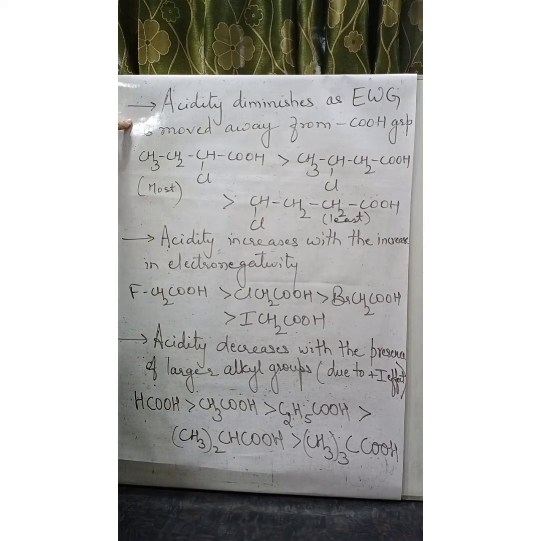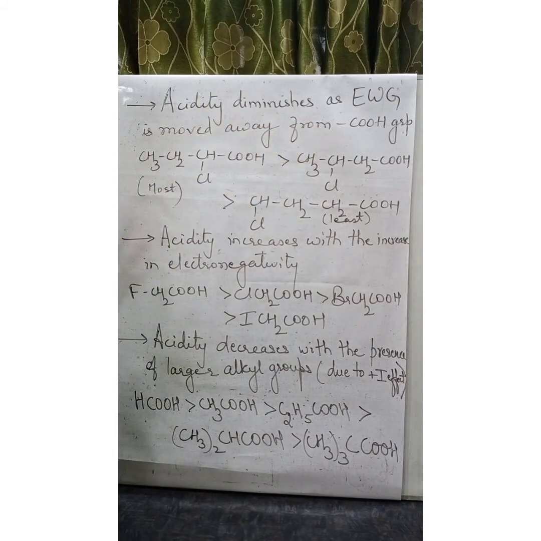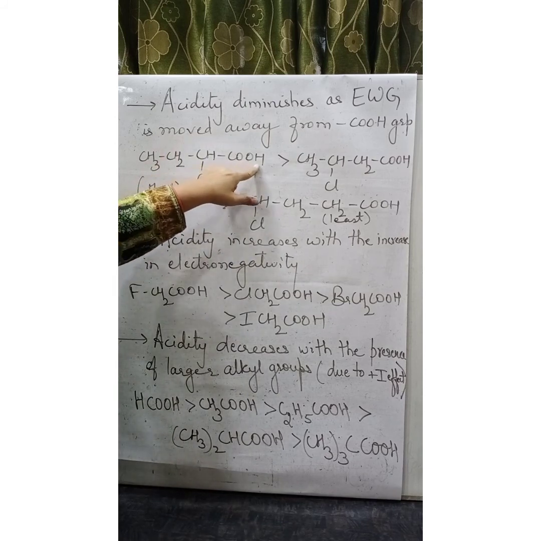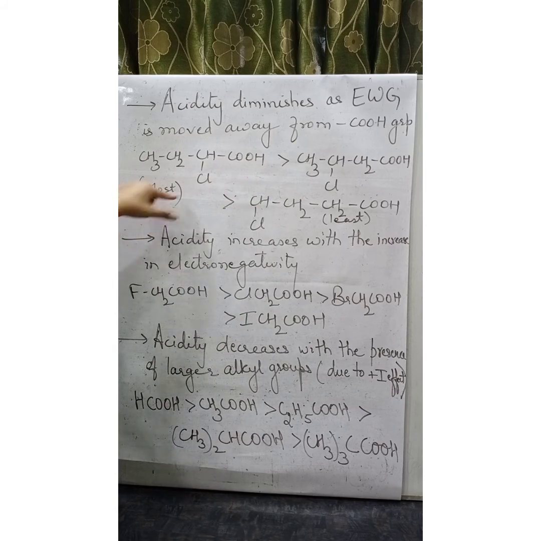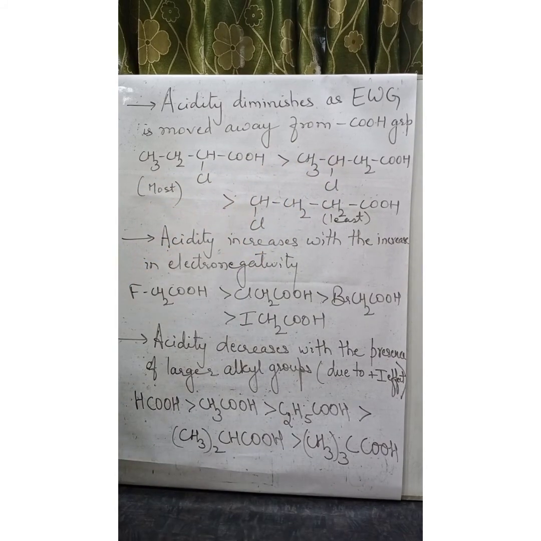Acidity diminishes as electron withdrawing group is moved away from COOH group. So you can see here this halogen is closer to COOH group. So it is most acidic, and as it goes on moving away from the carboxyl group, acidity decreases.